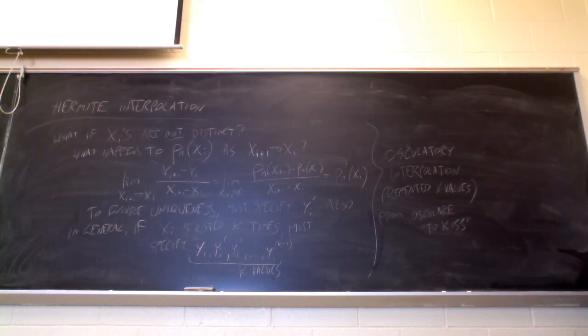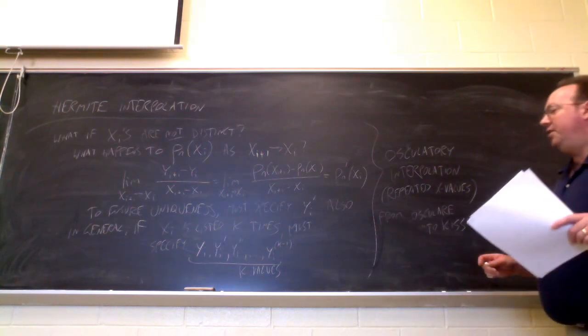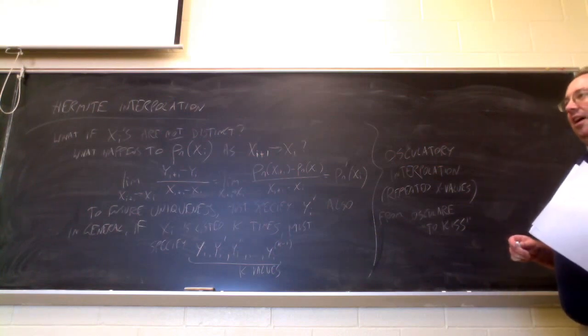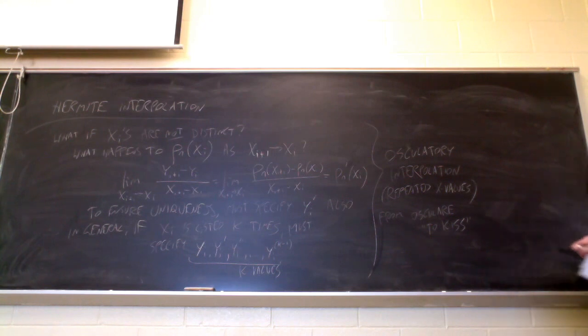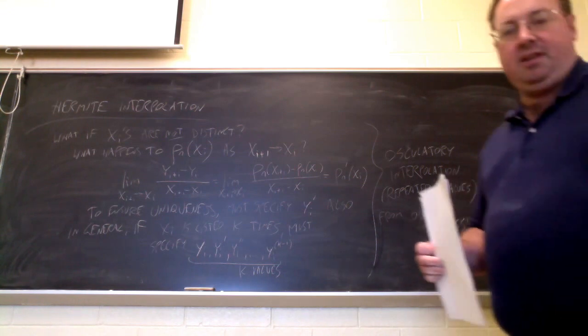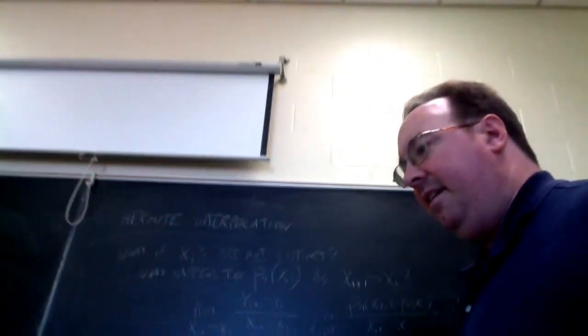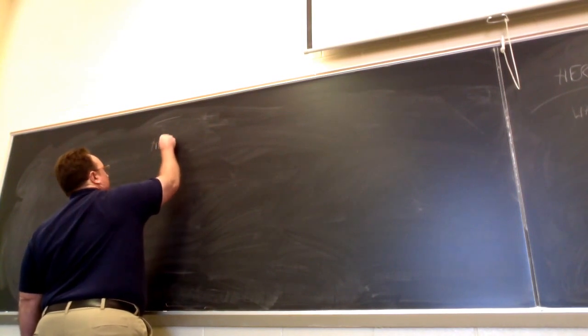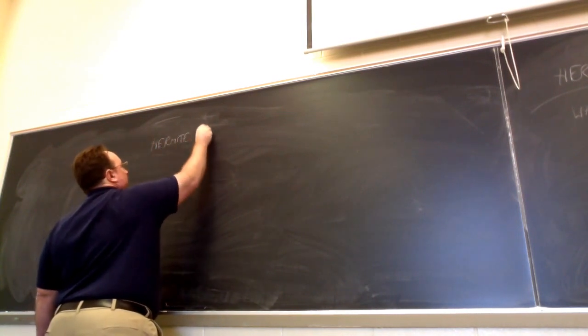Now, what I'm going to focus on is a particular kind of oscillatory interpolation that's frequently used, where you list every single x value twice, and therefore for each x value you have a y value and a y prime value. So you're specifying the first derivative across the board. And this is called Hermite interpolation.